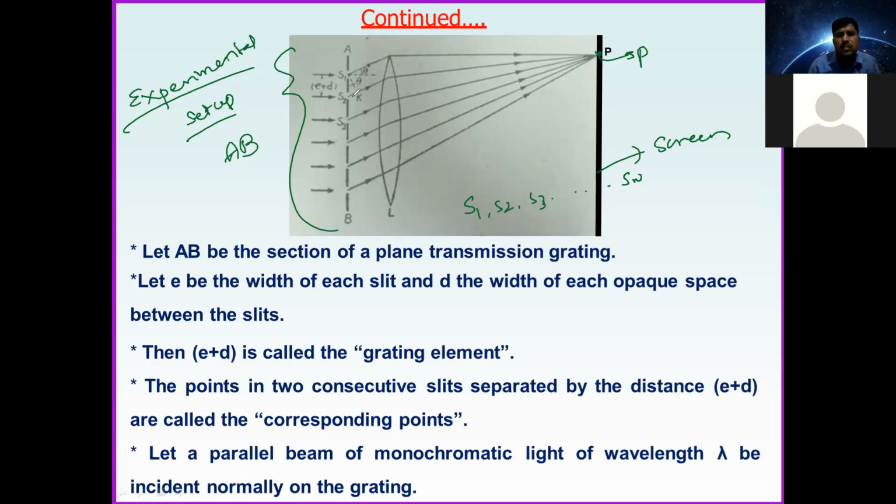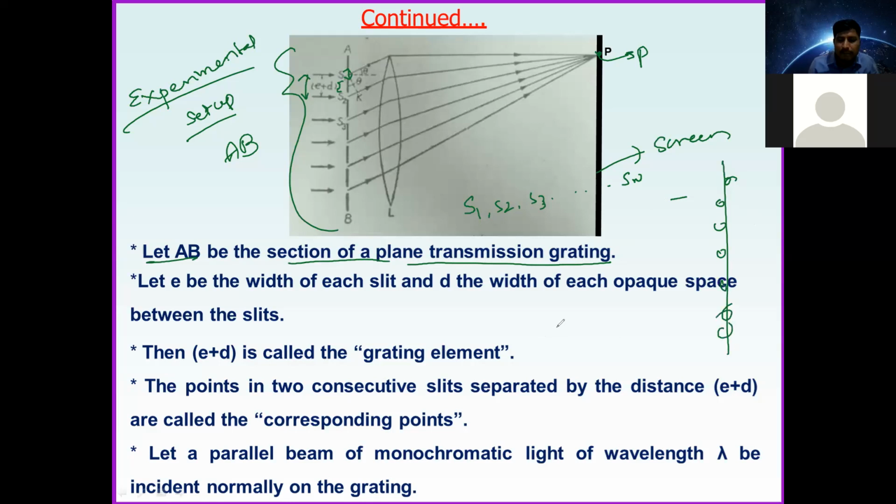You can also see the distance E plus D, from slit to slit. So from here to here, what is the distance? Tell me. E plus D. E is the slit width, D is the space between them. Okay, so let AB be the section of a plane transmission grating. So AB is the kind of glass in which you keep all the holes. That's it, a simple grating.